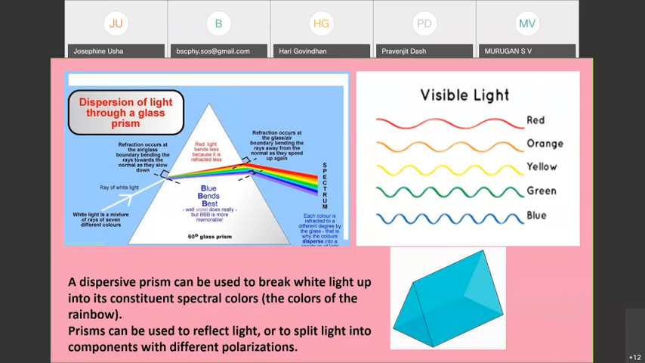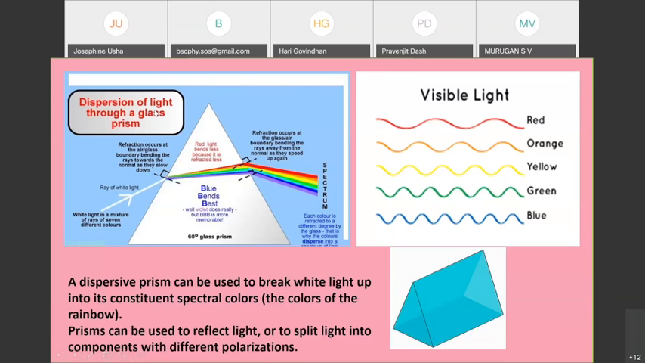We have types such as flint glass prism and crown glass prism. Generally it is a wedge-shaped portion of transparent medium. Of this, two terms are important: angle of prism and angle of minimum deviation. I will explain those later.